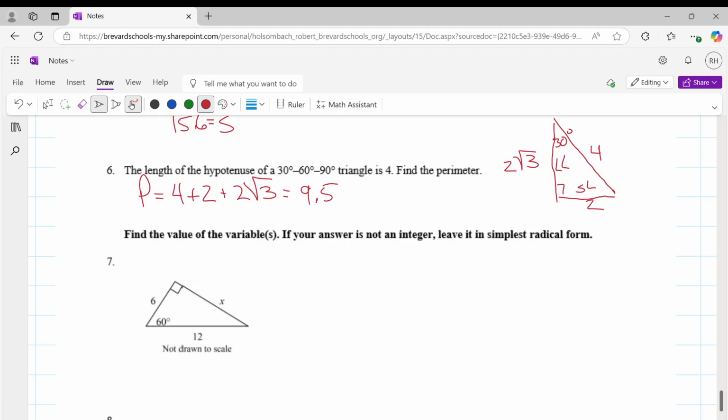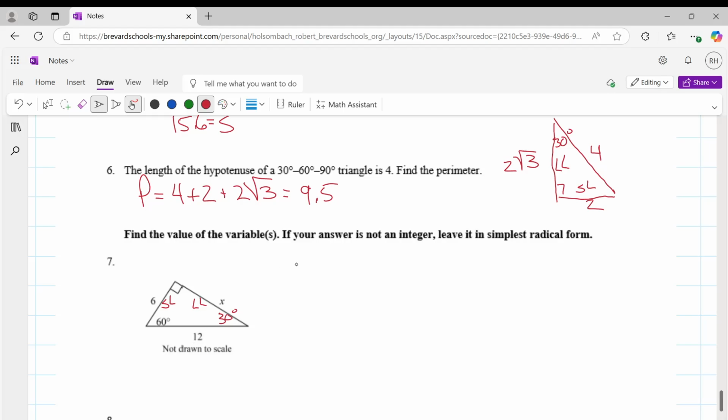Problem number 7, find the value of the variables. If your answer is not an integer, leave it in simplest radical form. All right, so the 6 here is opposite the 30-degree angle, so it's the short leg. The x is the long leg, and the 12 is the hypotenuse.